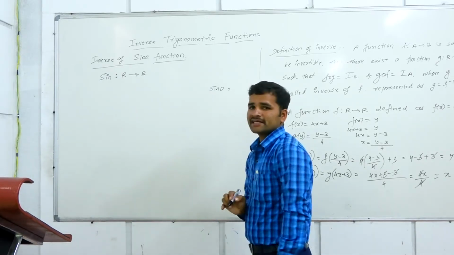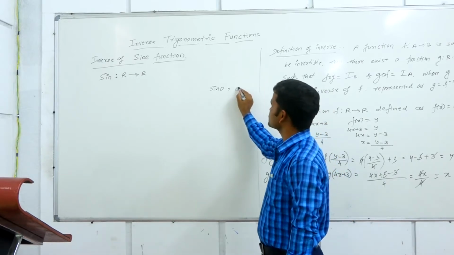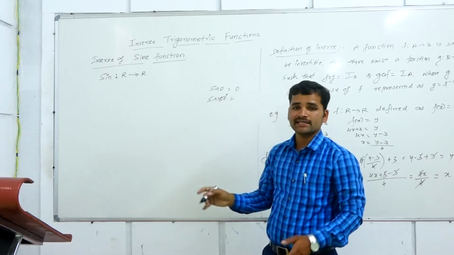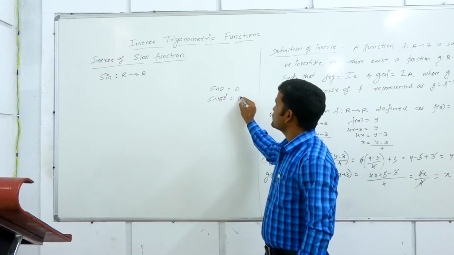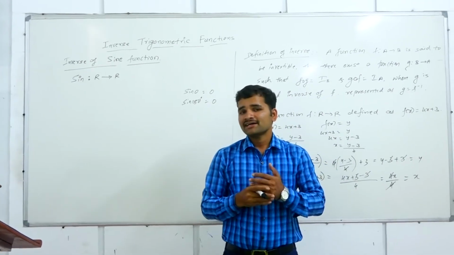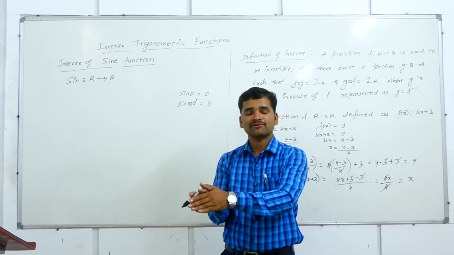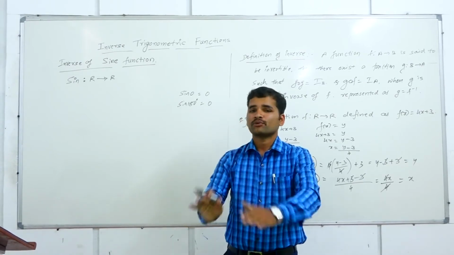What is sine 0 degree? Sine 0 degree is 0. And what about the sine 180 degree? Sine 180 degree is also 0. Element 0 and element 180 have the same image. The given function is not 1-1.